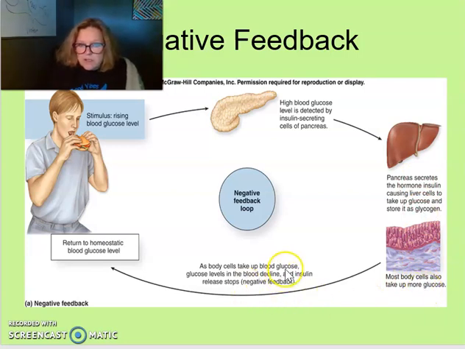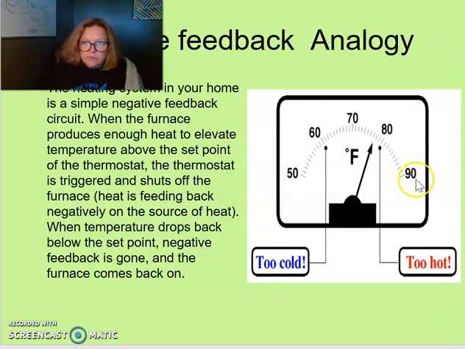As the body cells take up this glucose, the glucose levels in the blood decline and insulin release stops, and that's called negative feedback. That returns you to normal. If that stimulus happens again, these events are going to happen again. So your body constantly wants to return you to normal, or what we call equilibrium. And that's where hormones come in, because they initiate the necessary response to return you to normal.